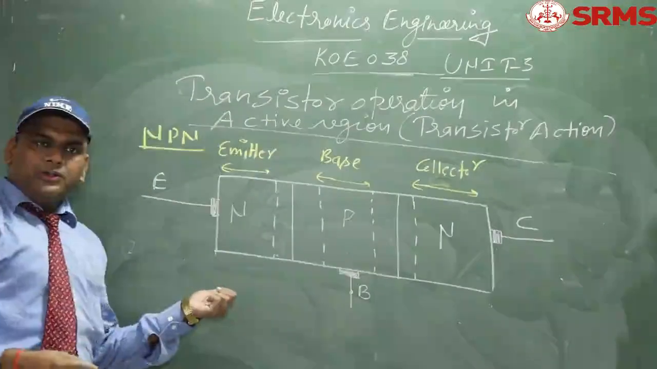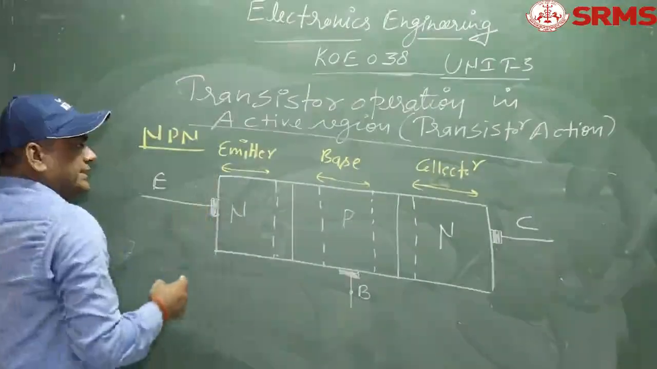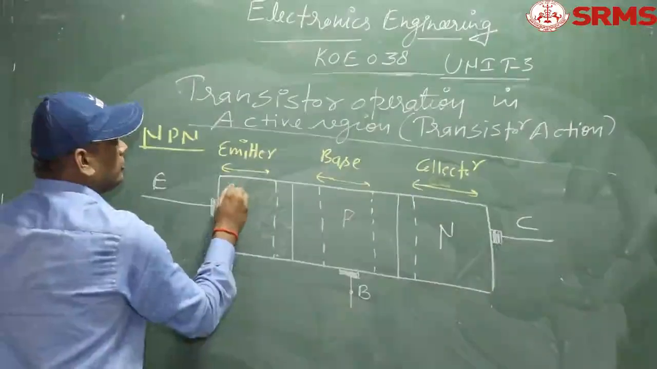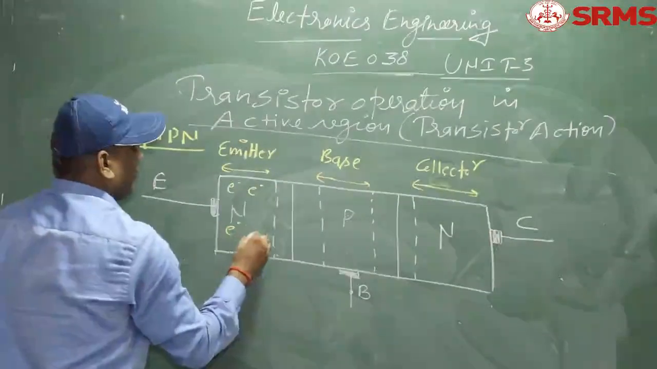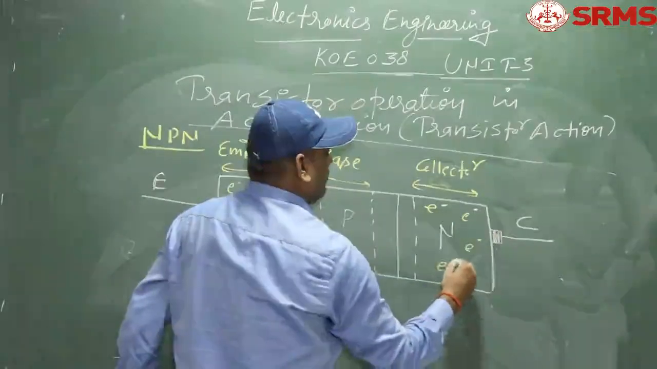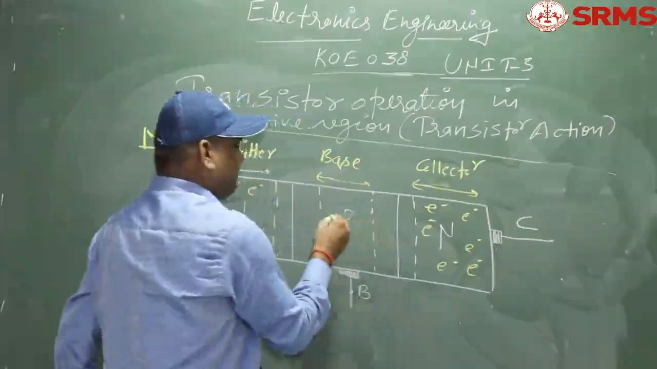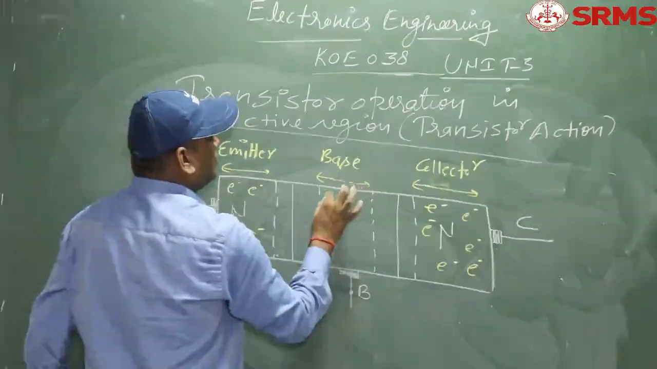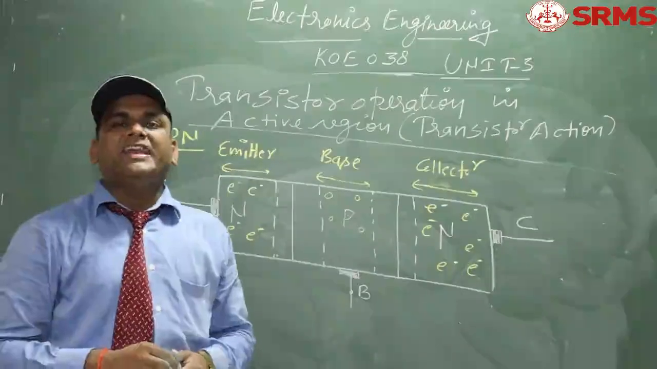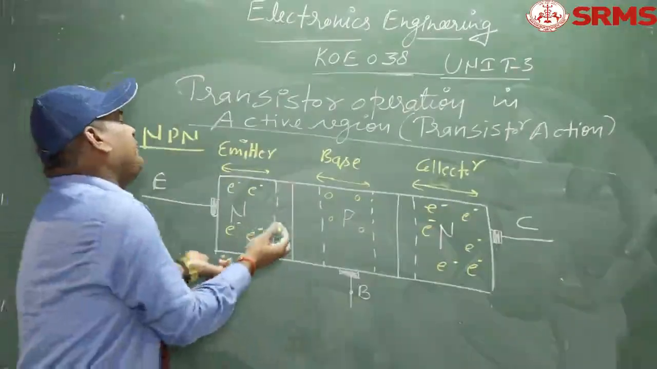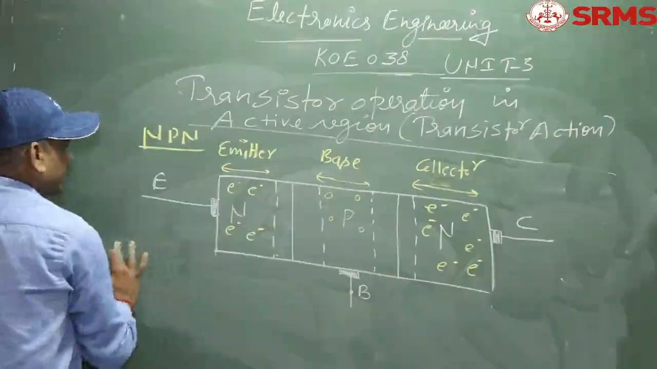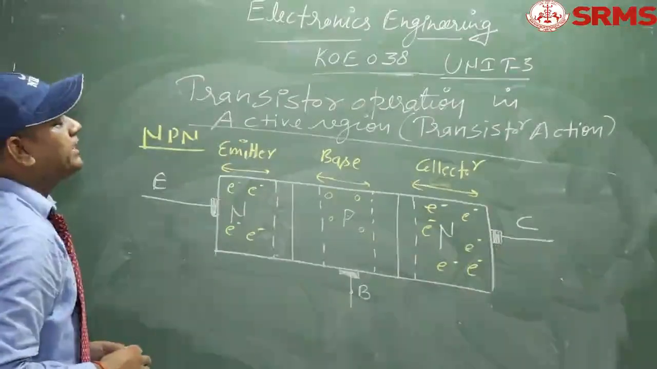Now it is well known to all of us, in the emitter region, as the emitter is n-type, the majority charge carriers are electrons. And this is also an n region, electrons. And in the P region, we have holes. But as I have already told you, the doping of the base region is very less. So there are only a fewer number of holes present in the base region. Is that clear? Now, we will discuss the transistor operation.